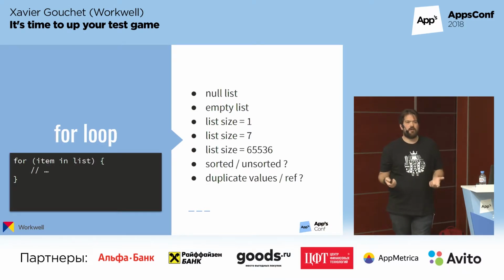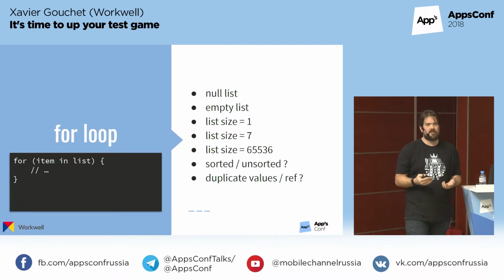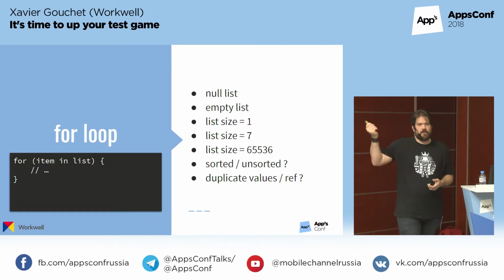If you have a for loop over a list, likewise, you have all those cases that you need to include about the size, but also what if the list is sorted or unsorted? What if there are duplicate values or duplicate references in your list? You need to think about all that. Most of the time, you don't have to. You just have to write a couple of cases. But sometimes you actually need to have all these implemented.